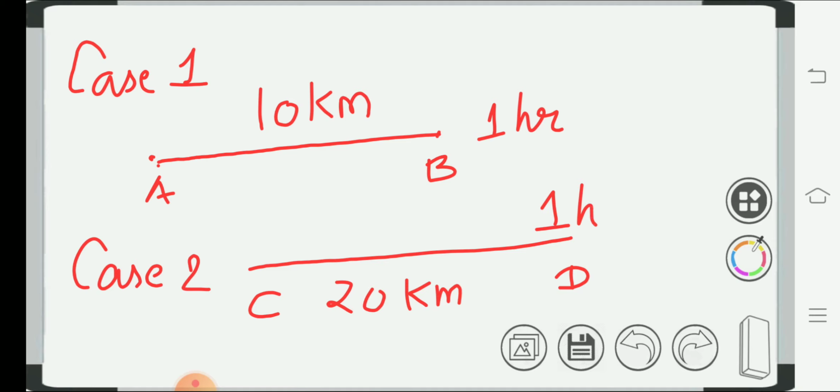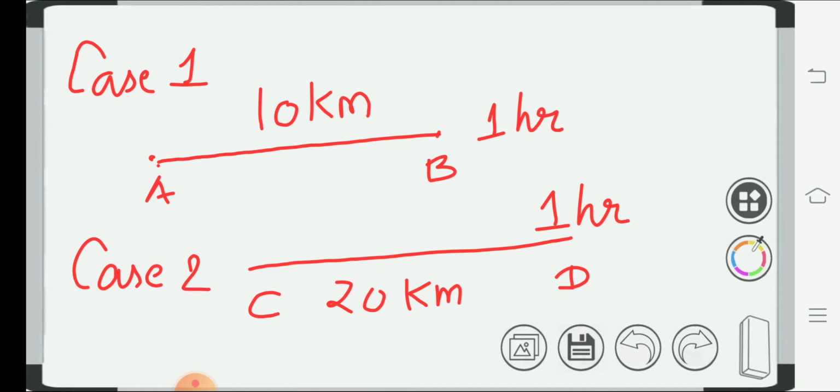Okay. Now tell me actually what I am going to ask you, or what I am going to make you understand. Who has gone farther or who is faster? Who is faster? Case 2, yes, because he has covered more kilometers or more distance in the same time.